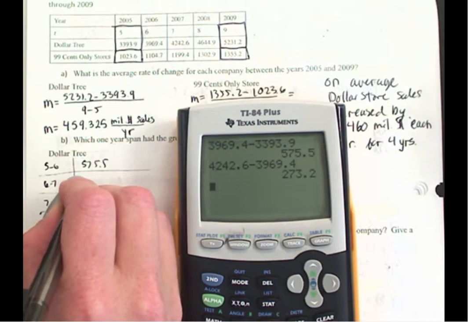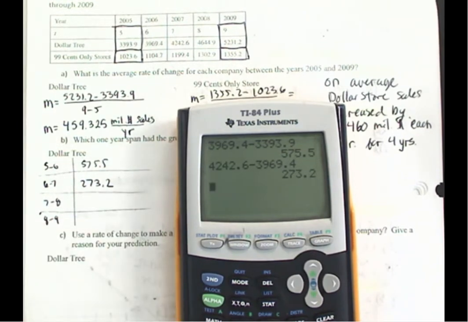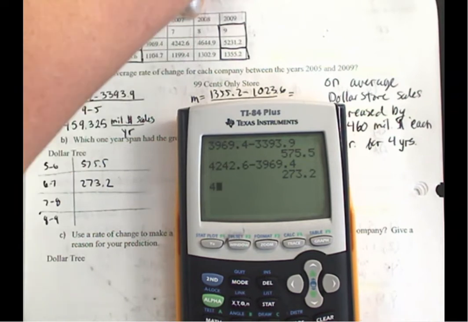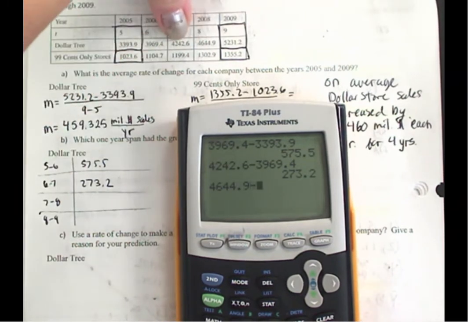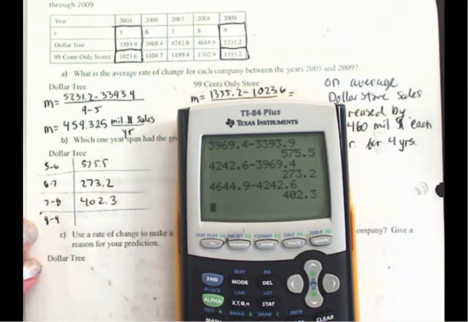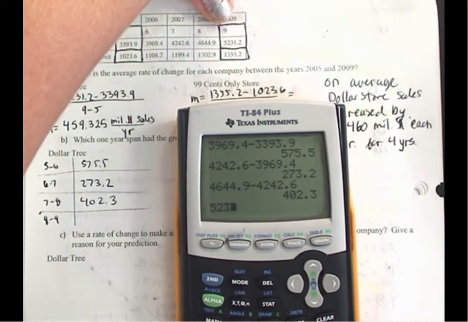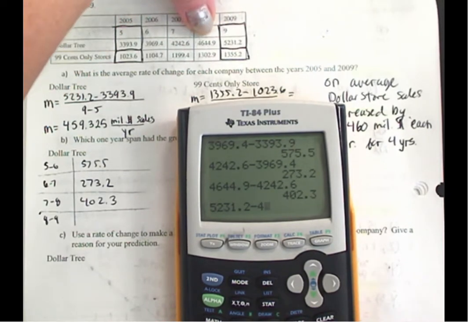Okay. Right, I'm not including units. I'm just looking at the actual change in the numbers right now. 728, okay, 4644.9 minus 4242.6. Okay, 402.89. Okay. 5, 2, 3, 1, 2 minus 6.